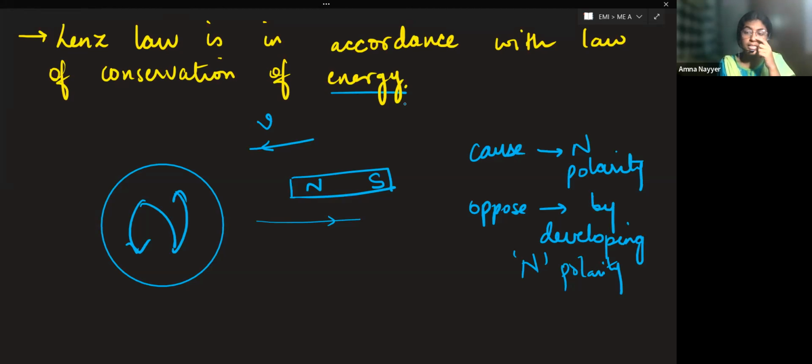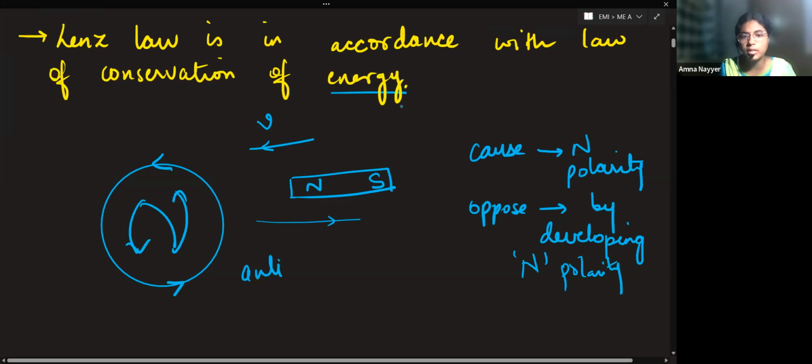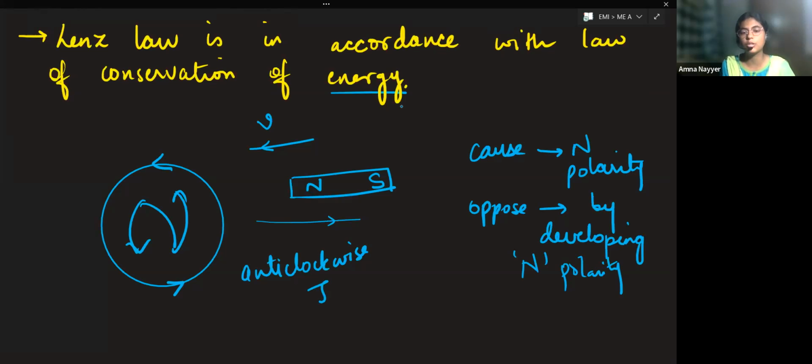Now, if I ask you, if a bar magnet is approaching a circular coil, what is the direction of the induced current that should be developed? Just look here. This is how we write it for north. So this becomes anti-clockwise. Anti-clockwise is the direction of the induced current. They will repel by opposing, because the purpose of this is to oppose.